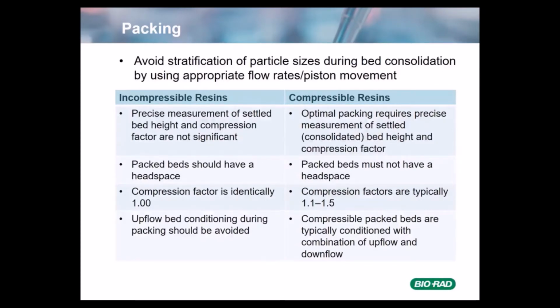Now, compressible resins in many senses are the opposite. Optimal packing does require a precise measurement of the settled or consolidated bed height so that you know exactly how many centimeters you have to compress the bed to get to your desired compression factor. As a result, packed beds must not have a headspace, and they won't because you're pushing the top piston down into the bed itself. Now, compression factors typically are 1.1 to 1.3, but I've seen them as high as 1.5. And finally, compressible packed beds are typically conditioned with a combination of both upflow and downflow.